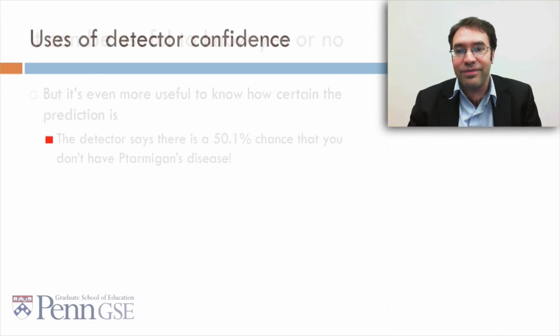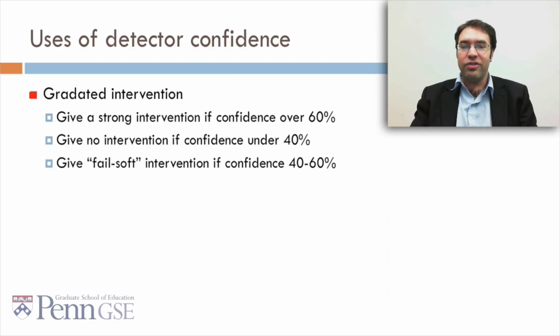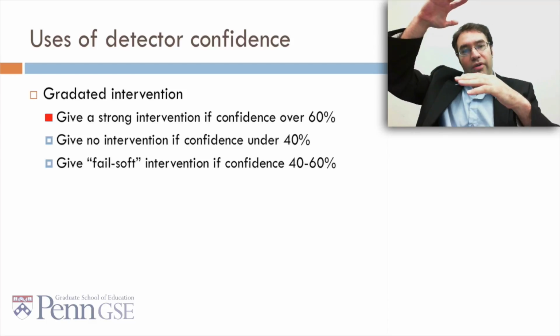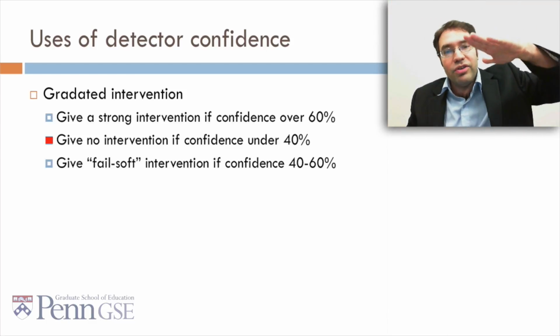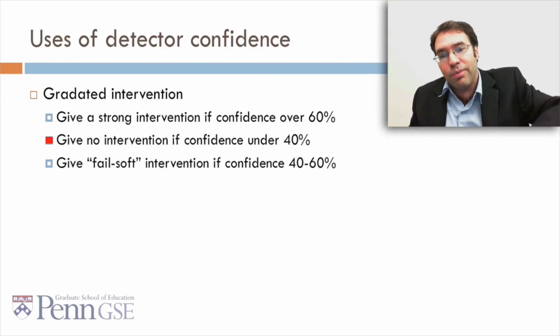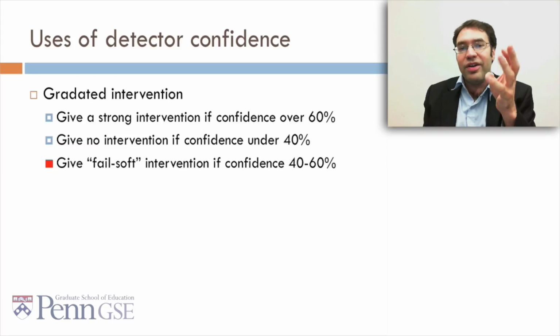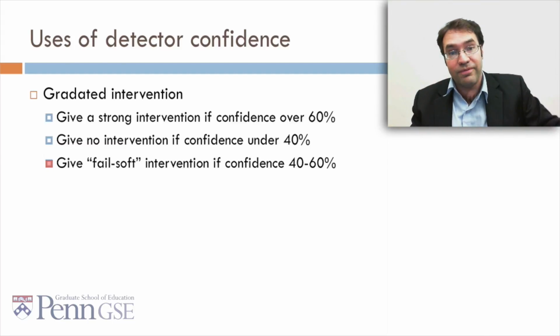That's why confidences matter. You can use detector confidences in several ways. First of all, for gradated intervention. Maybe you want to give a strong intervention if the confidence is high, over 60% or 70% or whatever. Maybe you want to give no intervention at all if the confidence is under 40%. And maybe you want to give some sort of fail-soft intervention, an intervention that's just not that harmful if you give it incorrectly, if the confidence is in between.